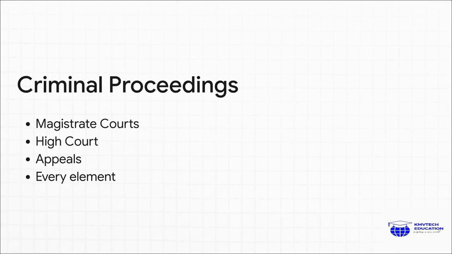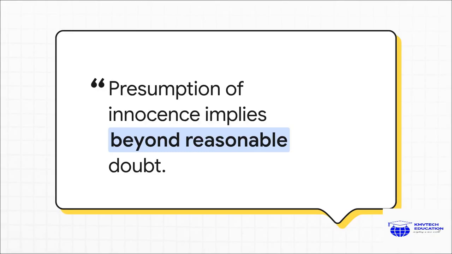And here is a really vital rule to remember. This high standard applies to every single element of every offense. The prosecution can't just prove most of a crime beyond a reasonable doubt. They have to prove all of it. Now, this isn't just some procedural rule. It's a fundamental constitutional right.